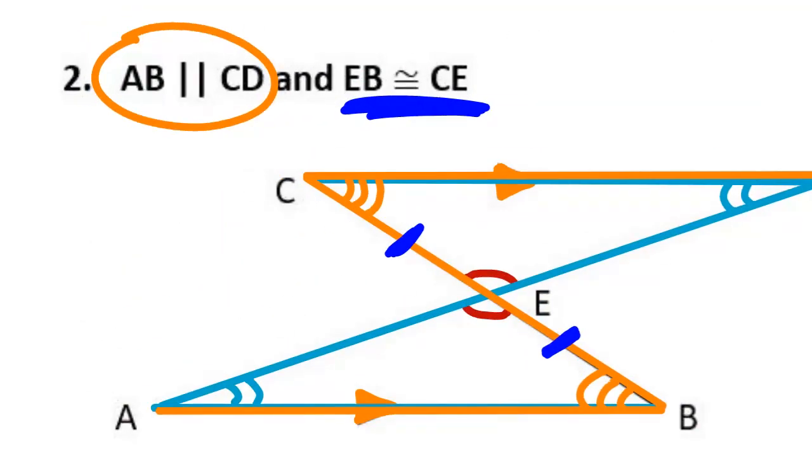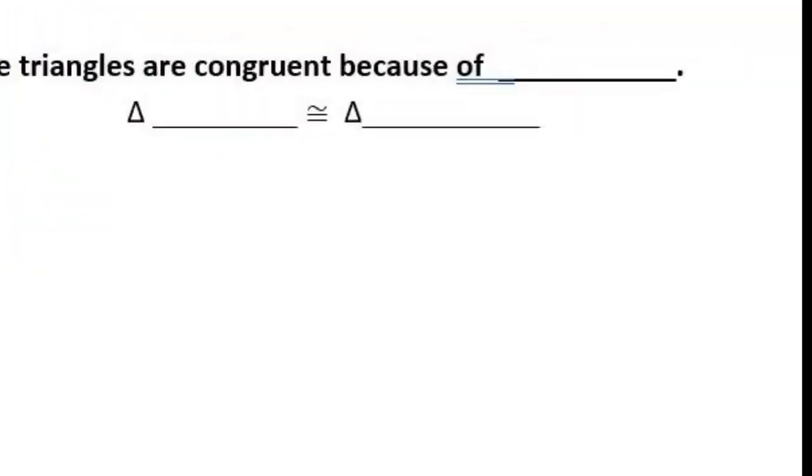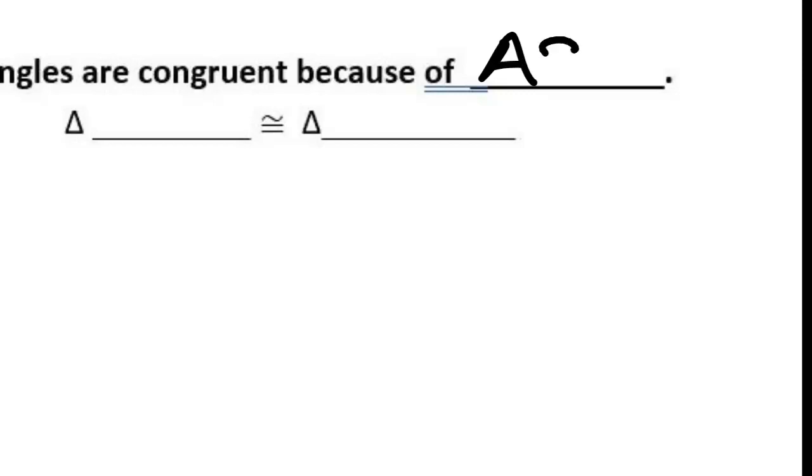I can use angle, side, angle, because here's an angle, and then a side, and then an angle. So I can use angle, side, angle. Or I could use angle, angle, side. I could come over here, angle, angle, side. I could use either one of those here. Does not matter which one I use. Both of those will show that my triangles are congruent. I'm going to use angle, side, angle for this one, just because I think it's easier to see on the picture.